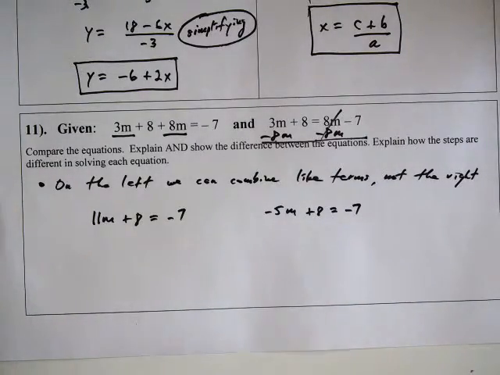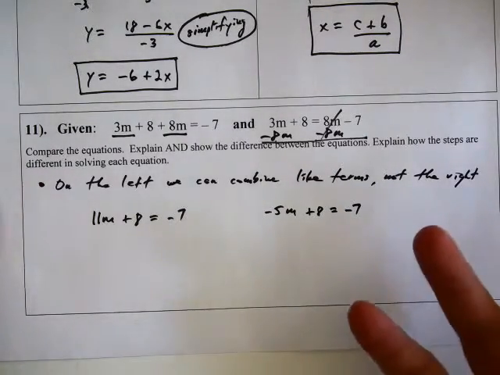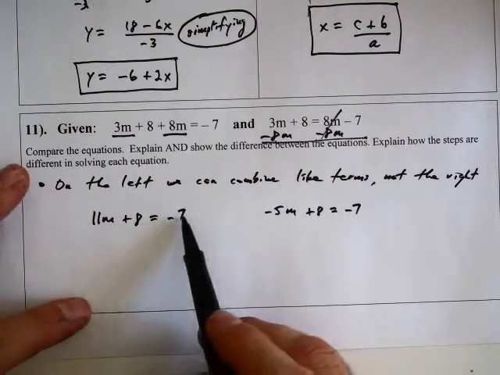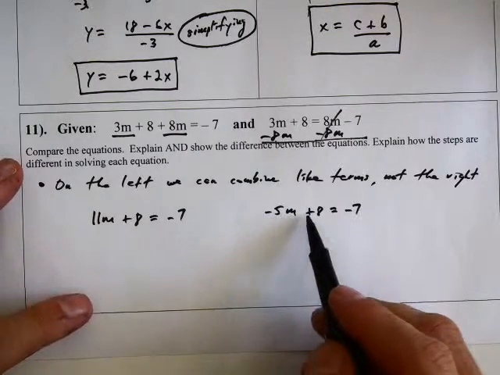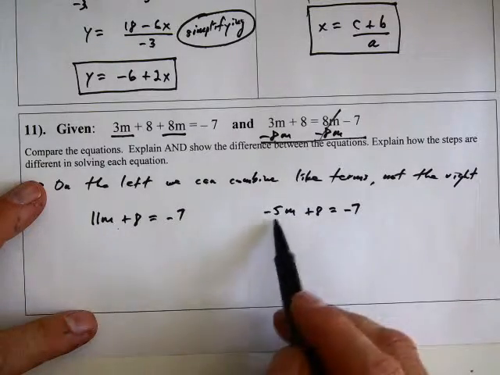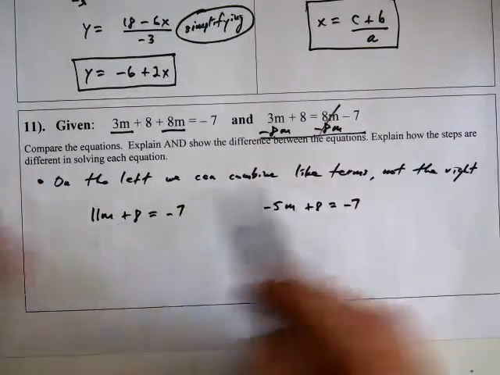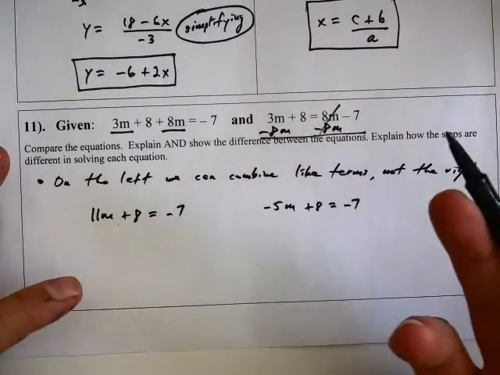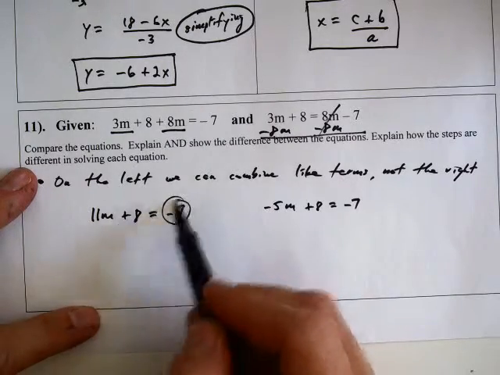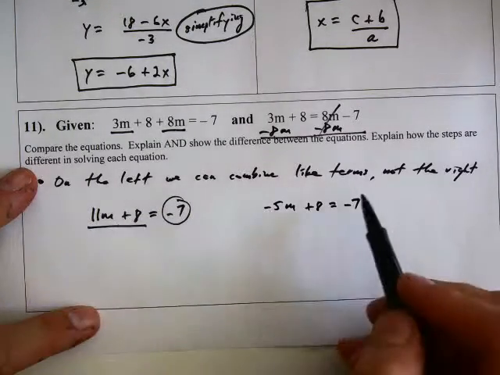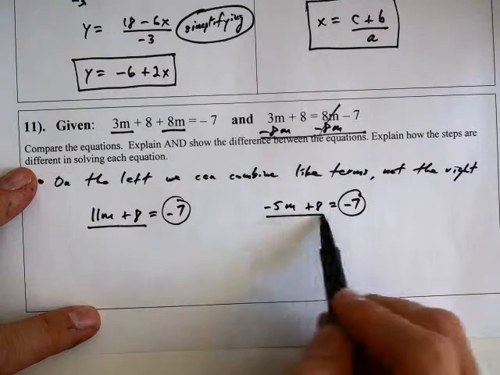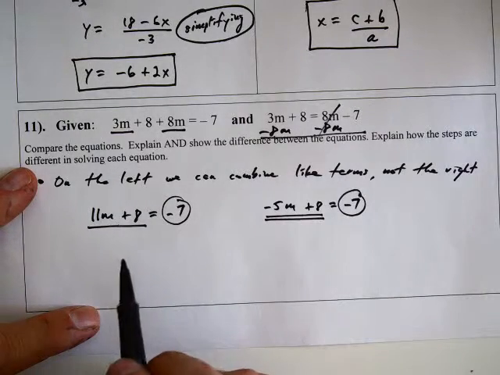Now this is interesting. This shows we really have enough to show that there's a difference, because here you have 11m plus 8 equals negative 7, but here you have negative 5m plus 8 equals 7. You can't have all this part be the same, these parts are different, and expect m to be the same thing, or the equations are different. I think that's really enough to say. This one, what's equal to negative 7? 11m plus 8. Over here, what's equal to negative 7? Negative 5m plus 8. So they're different based on that alone.